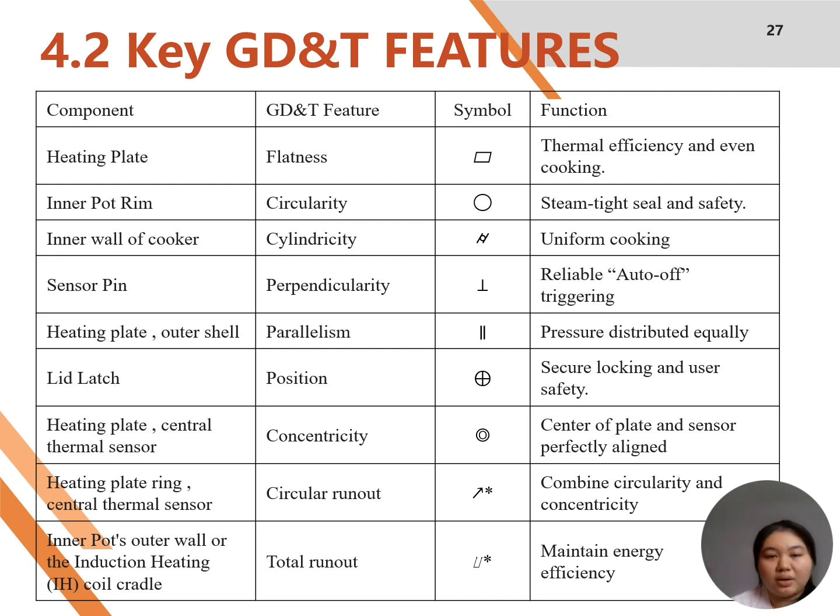For heating plate and outer shell, it has parallelism so that the pressure will be distributed equally. For the lid latch, the position GD&T feature is applied to secure locking and user safety. For heating plate and central thermal sensor, it has GD&T feature of concentricity. The center of plate and sensor was perfectly aligned. For heating plate ring and central thermal sensor, it has GD&T features of circular runout. This can combine the circularity and concentricity features. For inner pot outer wall or the induction heating coil cradle, it has GD&T feature of total runout to maintain the energy efficiency.